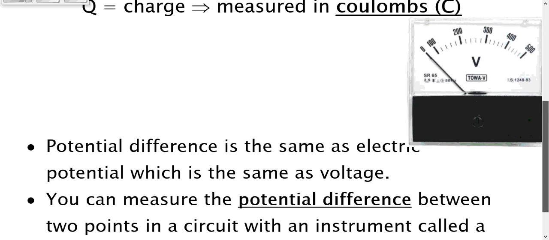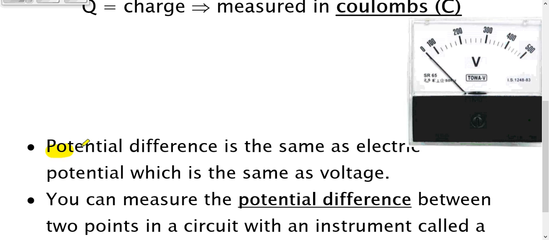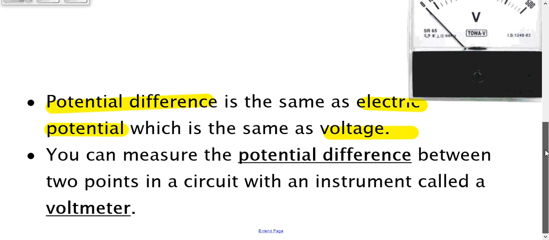So potential difference is the same as electric potential, which is the same as voltage. Those words all mean the same thing. So in this case, you're going to be looking for that symbol, that V. You can measure that potential difference between 2 points in a circuit with an instrument called a voltmeter.